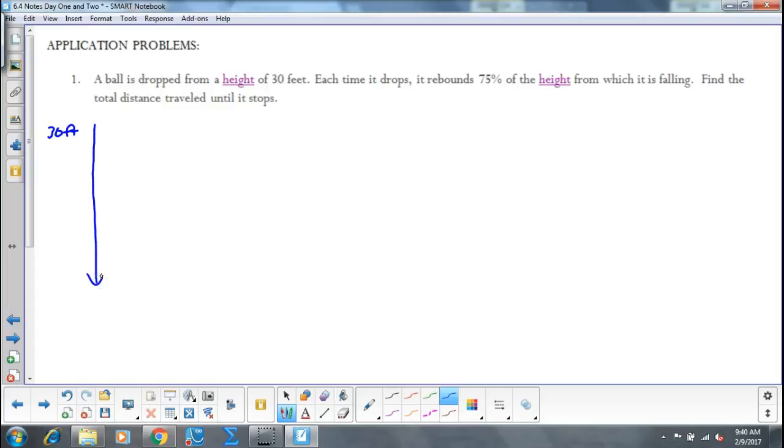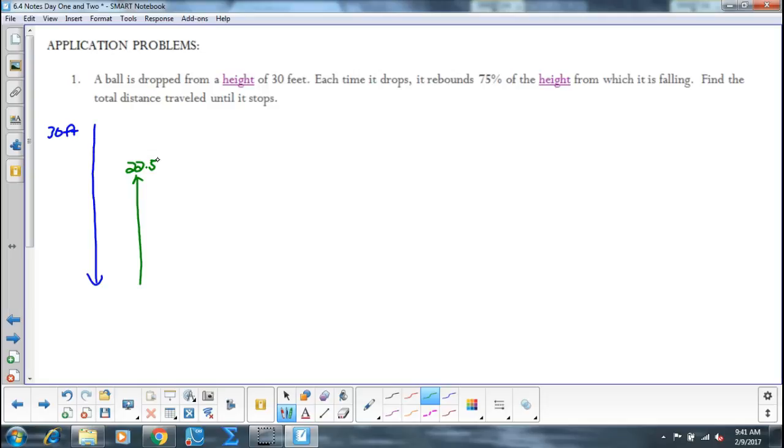The ball goes down, right? Drops the ball. Then what happens to the ball? It stops, or what happens? It bounces and it comes back up, right? So it rebounds to 75%. So when it comes back up, how high up does it come? 22.5 feet. Then what happens?